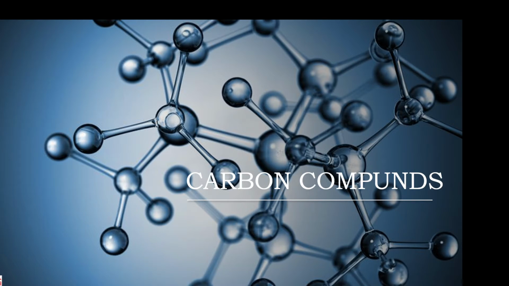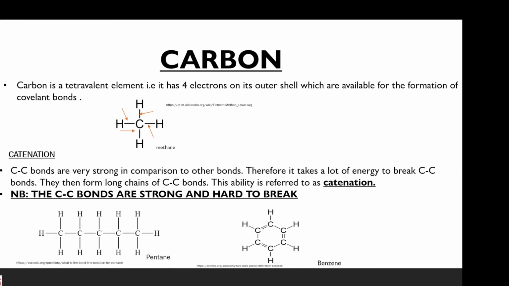So this year our first topic is module 1, and we're going to start dealing with carbon to carbon chemistry and carbon to carbon compounds, which will be under organic chemistry. So what is carbon? As you remember, carbon is a tetravalent element, and by tetravalent we mean that it has 4 electrons in its outer shell, which are available for the formation of covalent bonds.